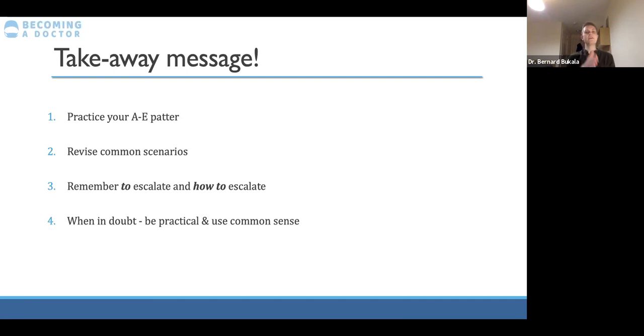When in doubt, be practical and use common sense. That is literally how you can set yourself apart from the other candidates. There'll be so many candidates who have just memorized a thing and they're going to just rattle it off. Or they're just going to say what they read in a textbook, but actually think, what do I need to do? What's the important thing? Okay.